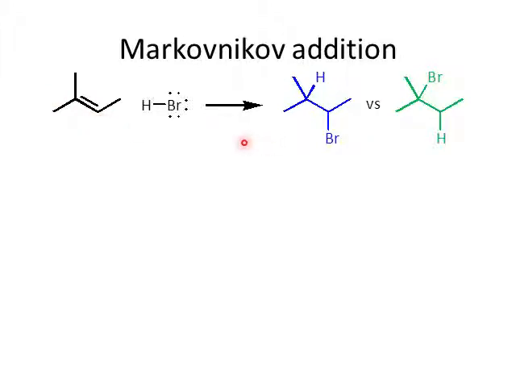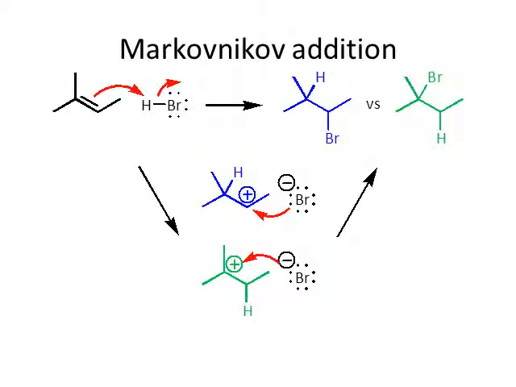Here, there's two potential isomers of product. I can put the H here and the Br here, or the H here and the Br here. That is, I could form, as shown, the blue and green products, and they're isomers of each other. And it turns out that we only form one. So let's see if we can see how.